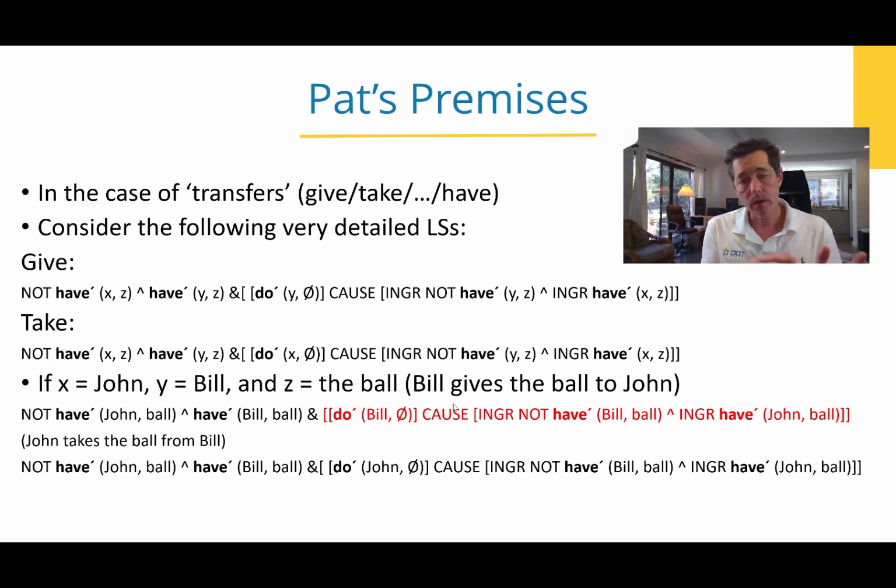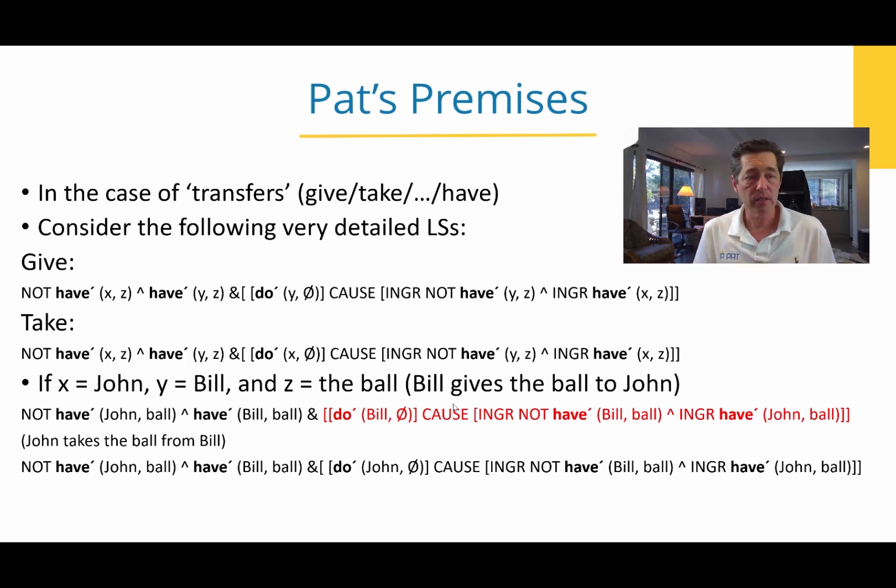Okay, so the 5th test is about transfers. So if you give something to someone and then they take it and then they drop it or they put it down, the test is just keeping track of who has those elements at a point in time.